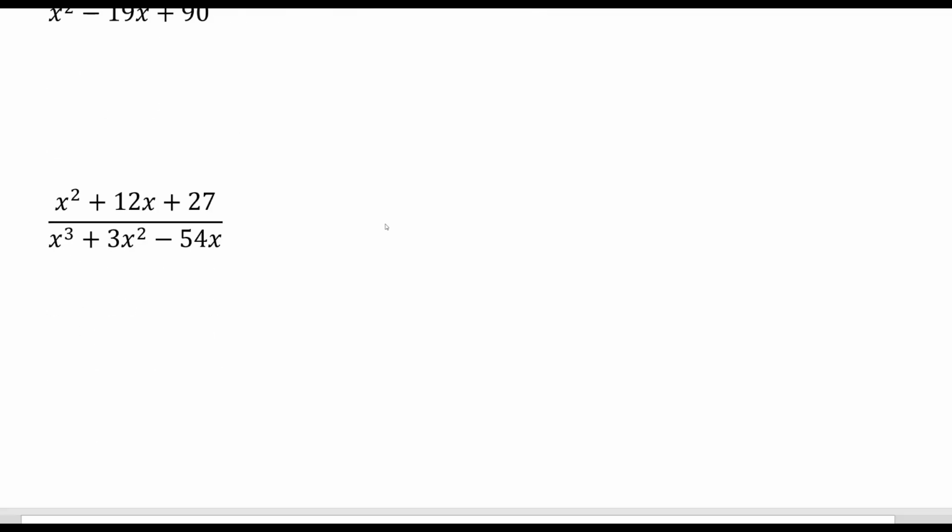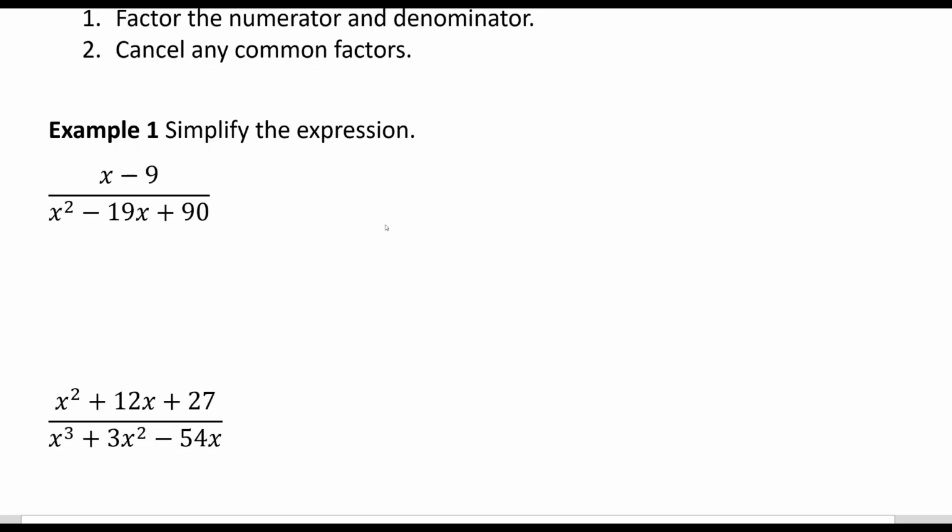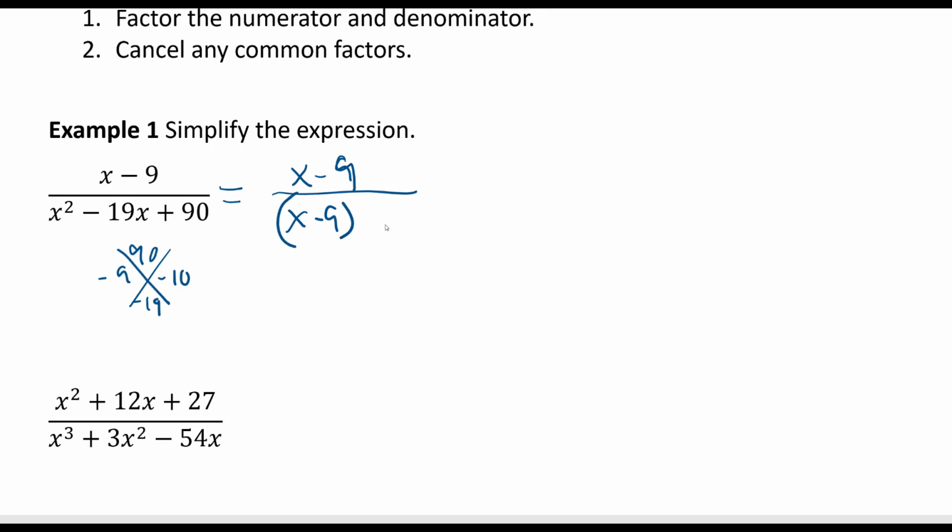So let's do a couple of examples here. The numerator is already factored for us. Let's look at the denominator. I'm hoping x minus 9 will be a factor of the denominator, so it'll be meaningful. If I look at 90 and negative 19, it looks like negative 9 and negative 10 will add to be negative 19 and multiply to be positive 90. So x minus 9 times x minus 10, and you can reduce the x minus 9 on top and bottom, and you end up with 1 over x minus 10.